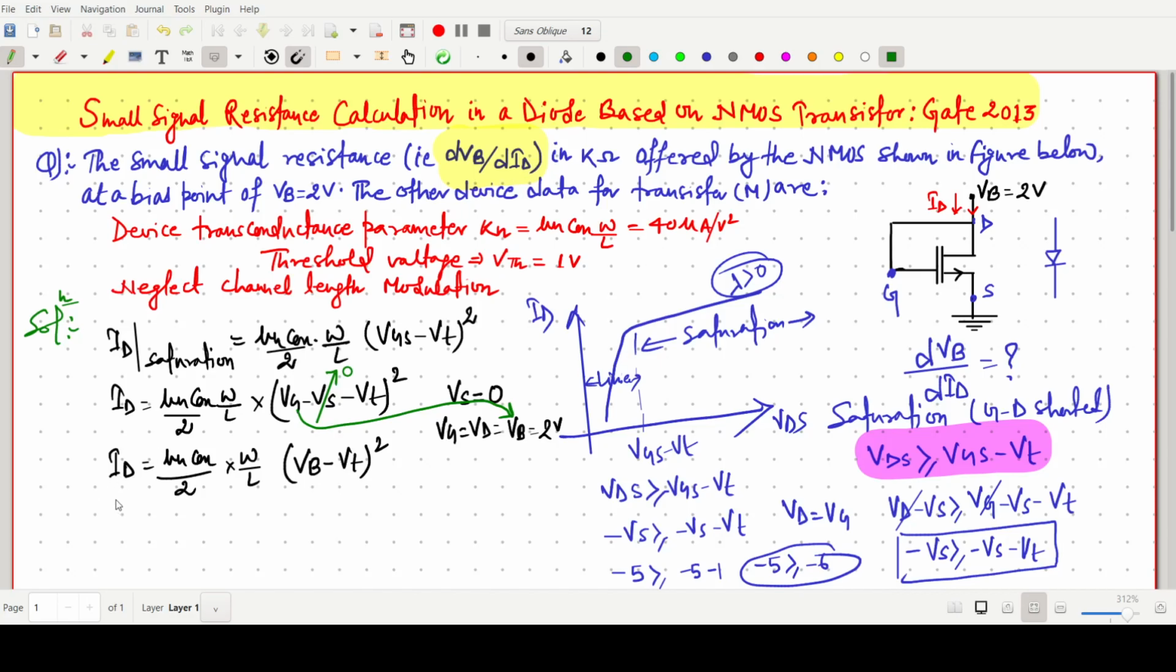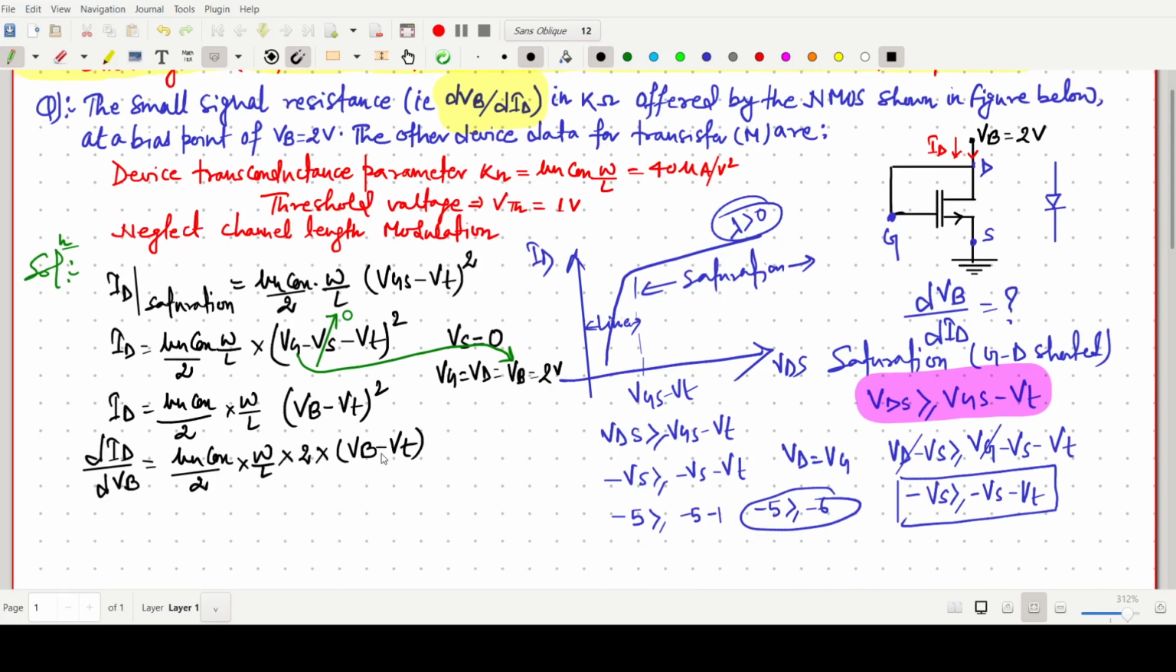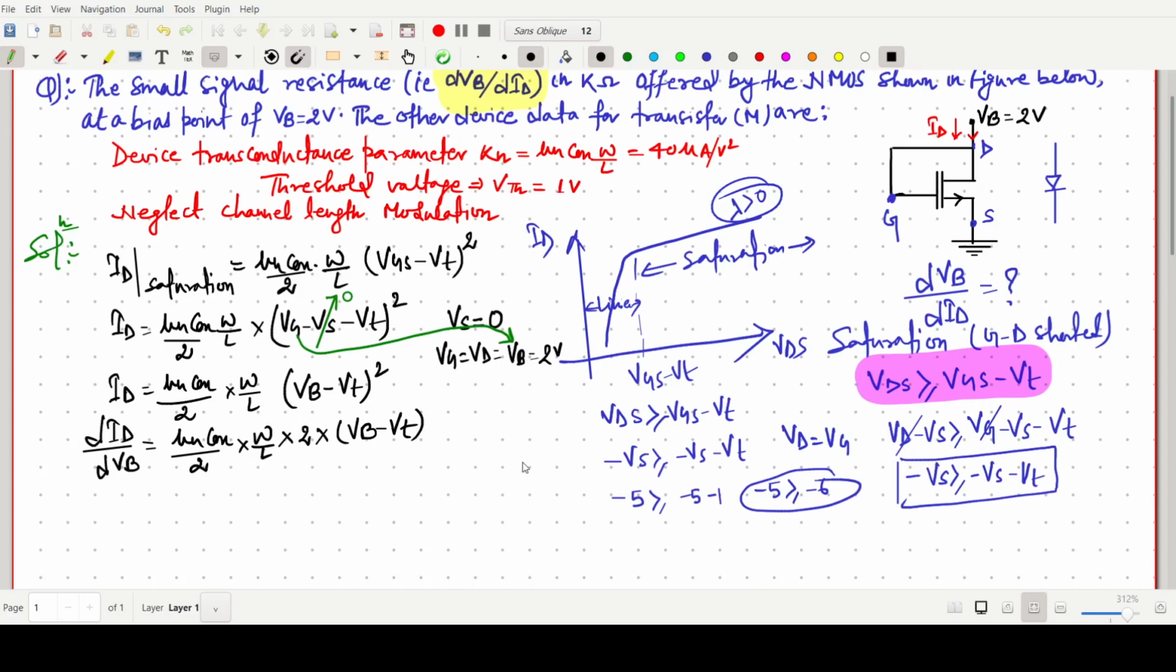Okay, so what we have to do? After that, we have to differentiate Id with respect to Vb. It is very simple now. So it should be mu n Cox by 2 into W by L. Okay, now we have to differentiate. So 2 will be in coefficient, Vb minus Vt, and 2 minus 1, so 1. Simple differentiation. Very simple equation. Means what I am writing, dy dx of x square is 2x. That concept.